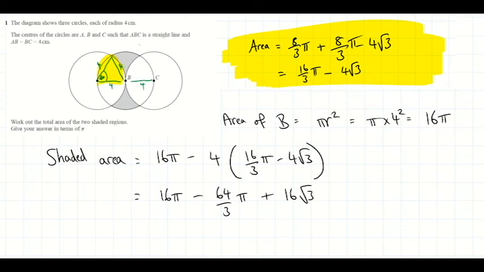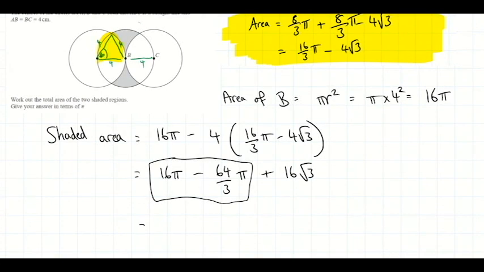Then we just need to put those together, which ends up becoming minus 16 over 3 pi plus 16 root 3. And that, ladies and gentlemen, is your answer.